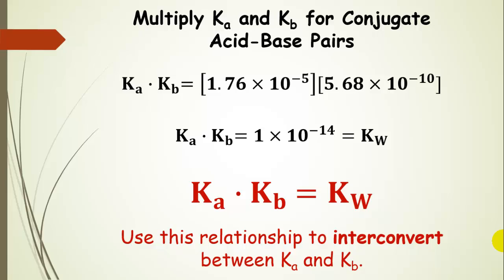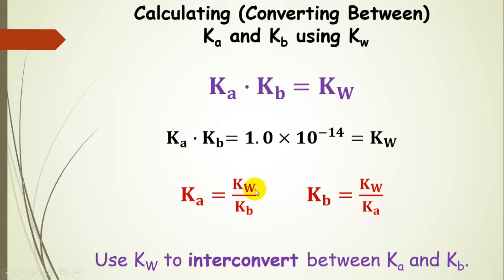So that means if we have a Ka, we can always get Kb if we're dealing with the base form. If we have Kb, we can always get Ka if we are dealing with the acid form. So we can interconvert using Kw. So Ka is equal to Kw divided by Kb, and Kb is equal to Kw divided by Ka. So we can interconvert using Kw, which is very, very handy.